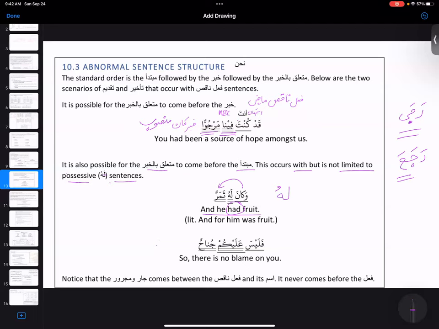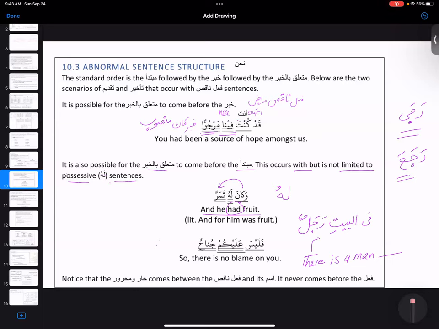Remember that in jumla ismiya, we did the same thing, right? There is a man in the house. If I say, fil baiti rajulun, now where is the mubtada? Rajulun. Right, but this is nakira, so this is the normal case. And how are we going to translate that? There was a man in the house. Yes, there. So we're going to bring there. There is a man in the house. So basically, same idea over here. Wakana lahu thamarun, and he had fruit.